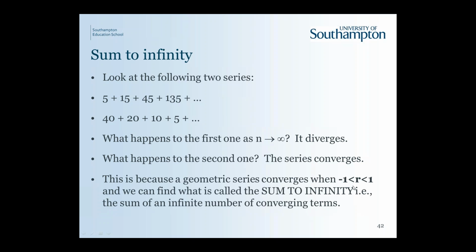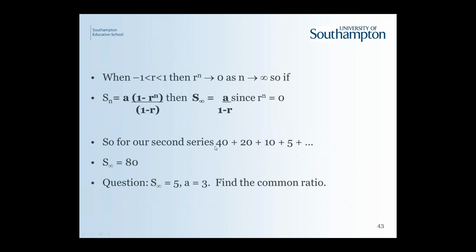So we can find the sum to infinity. And the formula for that is we get it by looking at the sum of the series. As r is between -1 and 1, as n gets bigger and bigger, r to the n is going to get smaller and smaller because it's a fraction, so that we effectively end up with just a 1 on the top there. So the sum to infinity formula is a over 1 minus r.